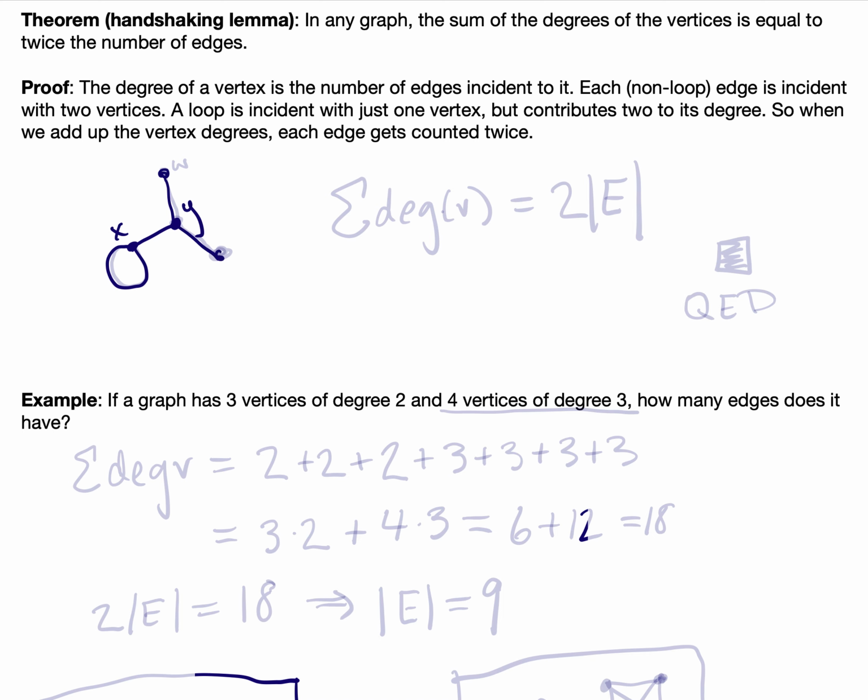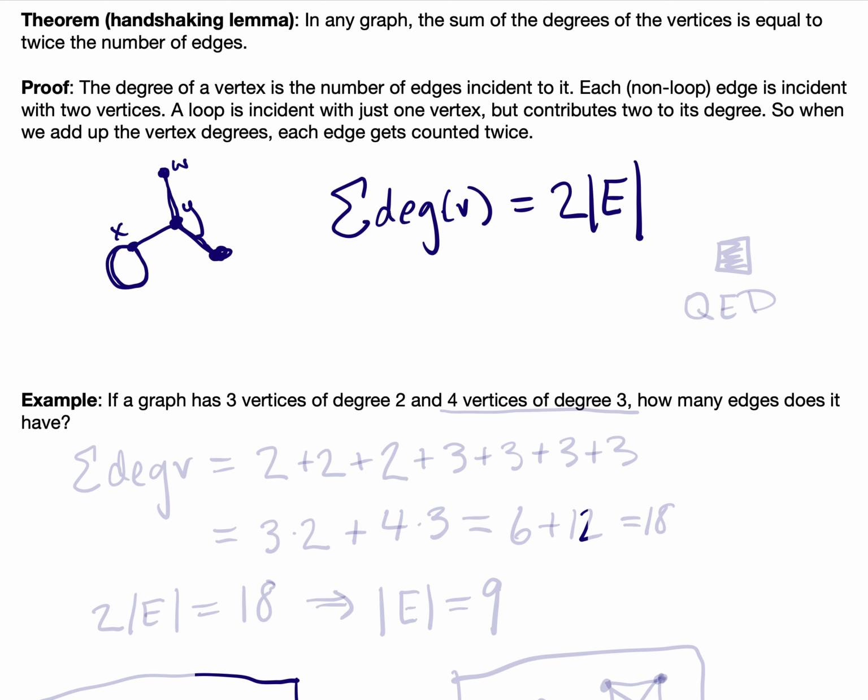So for example, if y has degree 3, this edge was counted when incident with y, but it's also going to be counted again with whatever else it's incident with, and same deal for this edge. And so this edge gets counted twice, this edge gets counted twice, this edge gets counted twice. This edge also adds 2 to the degree because it is a loop. So adding the degrees of each of the vertices is going to count every edge twice.